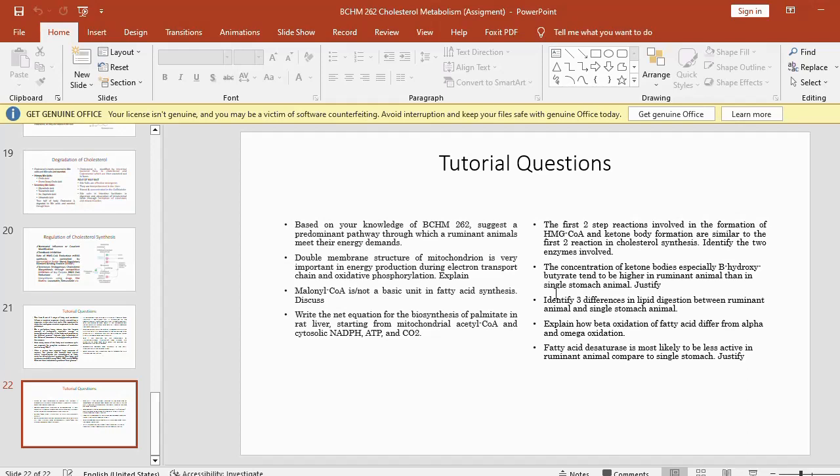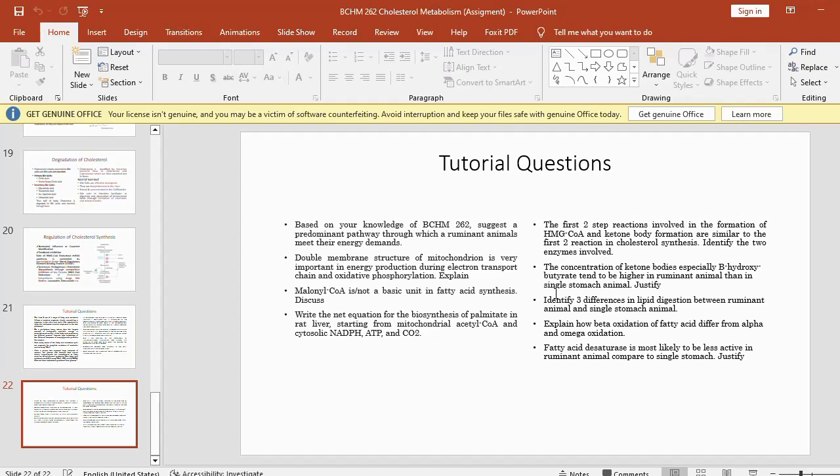Now the next question says explain how beta oxidation of fatty acids differs from alpha and omega. Remember I gave you an example with an assignment on that, and this is the only assignment I didn't mention, so you must read this. This is compulsory for you to read. The next says fatty acid desaturases are most likely to be less active in ruminant animals compared to single stomach animals.